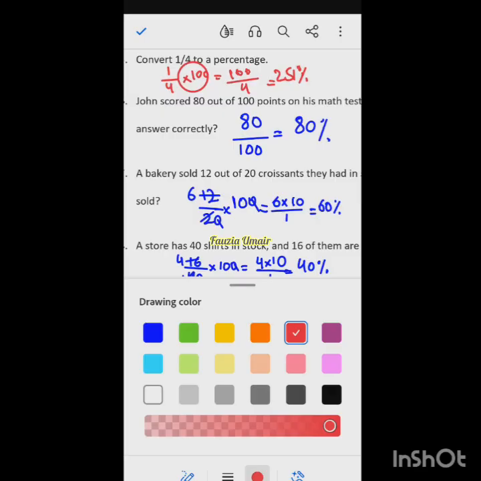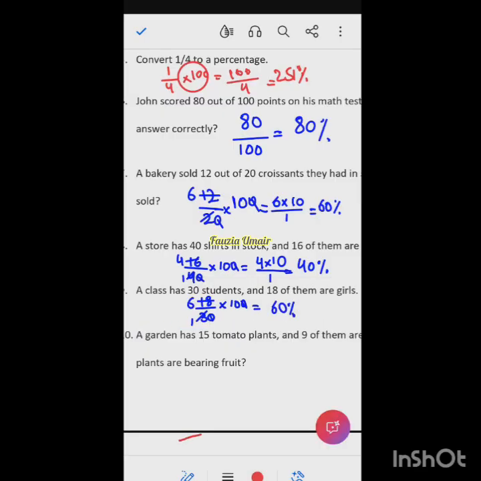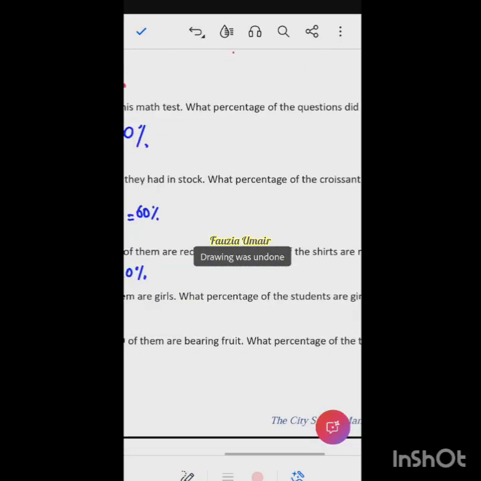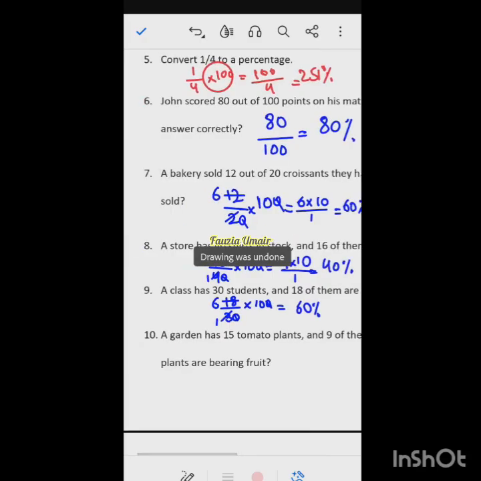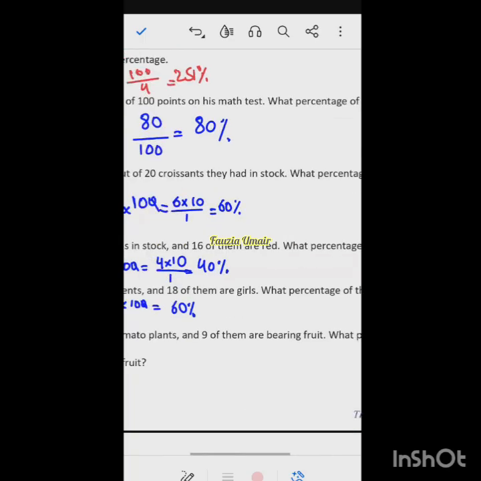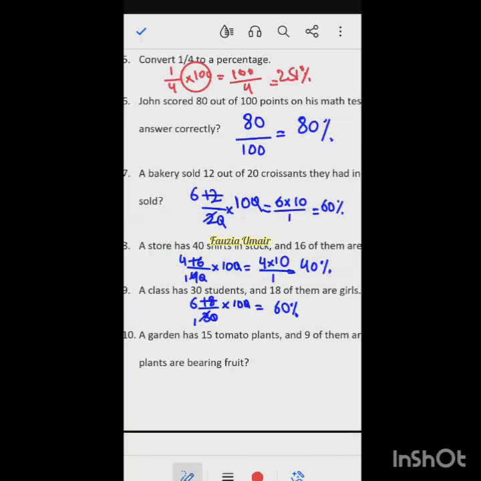A garden has 50 tomato plants. ठीक है? Nine of them are bearing fruit. Bearing fruit का क्या मतलब है? Nine of them are bearing fruit. Bearing fruit का मतलब है they are tomato plants ना, तो out of 15 plants, 9 plants हैं जिनके ऊपर tomatoes लगे हुए हैं. Are you getting the point? Bearing fruit का मतलब है there are fruit on that plants. ठीक है?